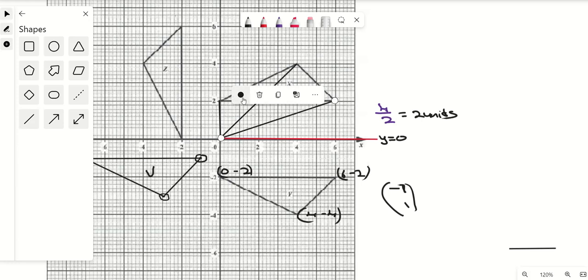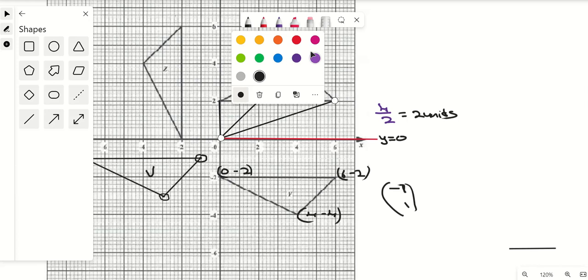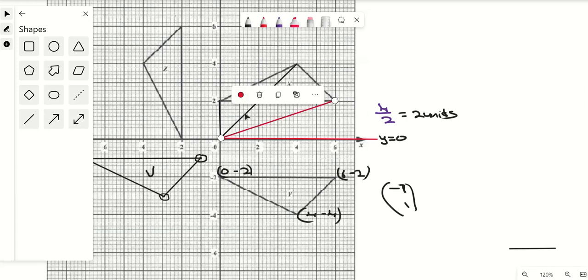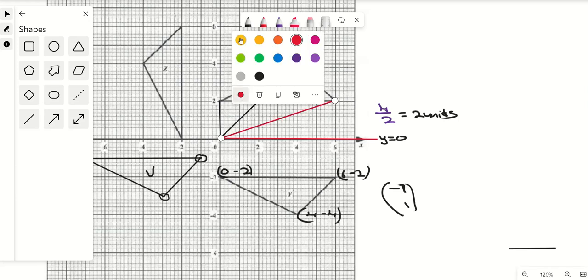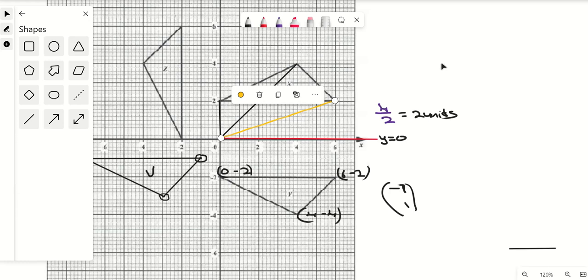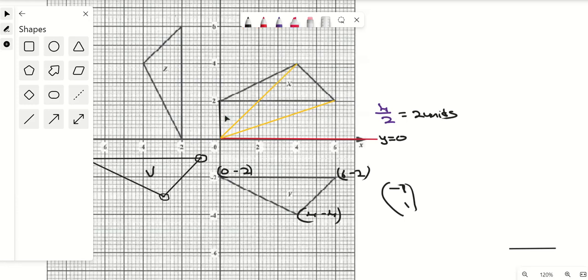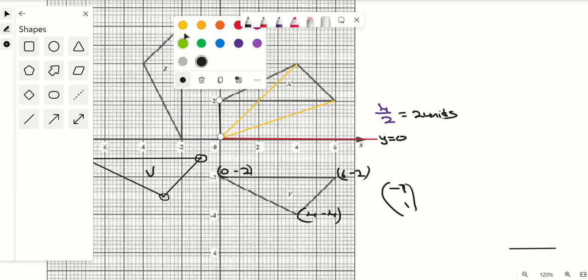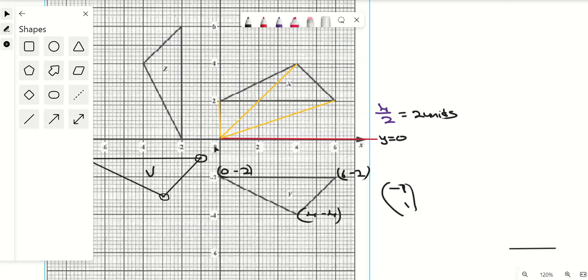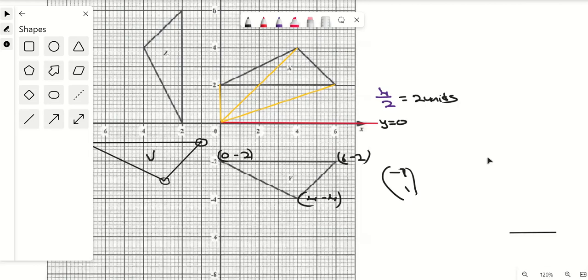I wonder if I can make this a different color. Let's see if I can make this red so we can see. Not red. Let's make this yellow. All right, so we'll know that this is the transformation that we're talking about. This one here is yellow. We already know that the center of enlargement is 0, 0. They told us that.